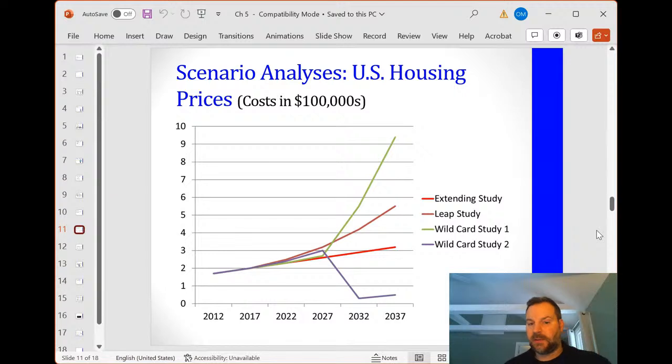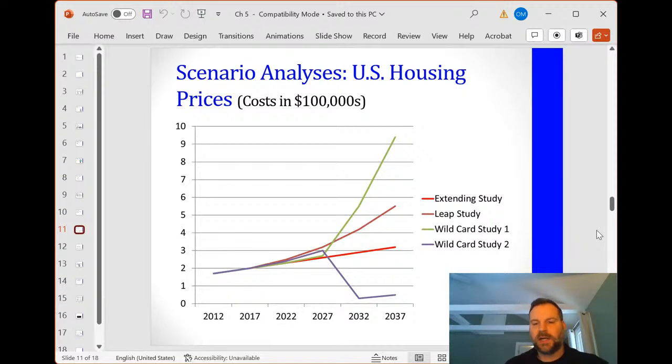And well, let's think about this. What about housing costs? Now, if you were to do an extending study, we would have seen housing costs just gradually go up, and the average cost for a house in the U.S. today would still be $250,000 or so. We know, of course, that's not what happened, right?